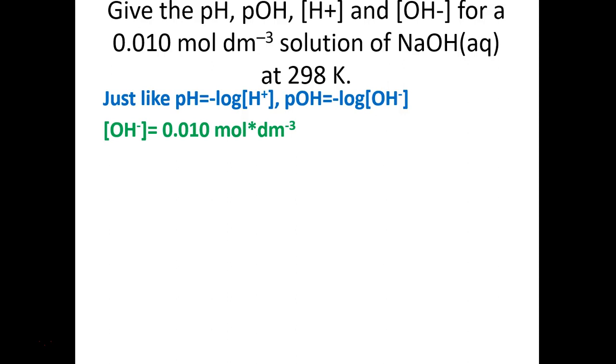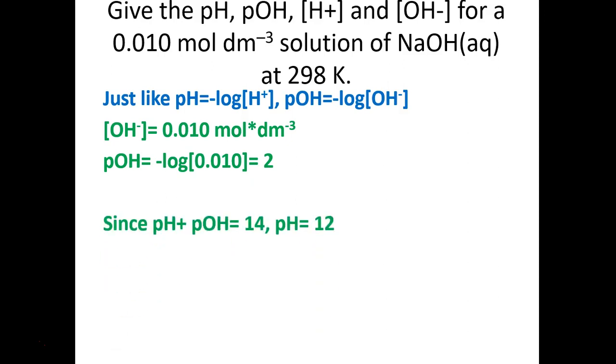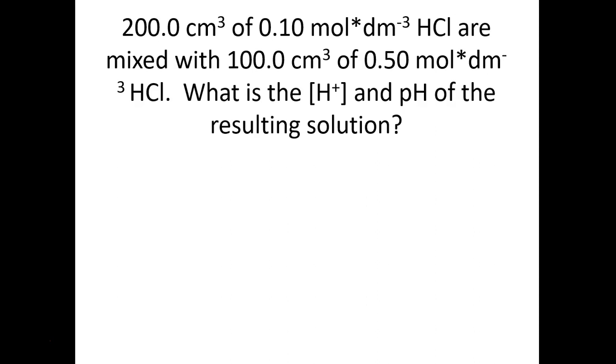Okay, now, I also know that the pOH is the negative log of the hydroxide ion concentration. So I can solve for the pOH and I get that it equals 2. We know that pH plus pOH equals 14, so the pH is 12. And then, since the hydrogen ion concentration is 10 to the negative pH, I know my hydrogen ion concentration is 1 times 10 to the negative 12. And there should probably be some units on there. It should be moles per decimeter cubed. Don't leave it unitless like I did.